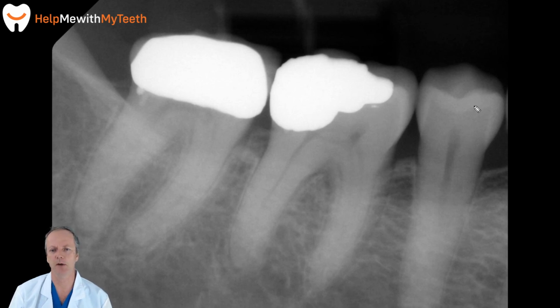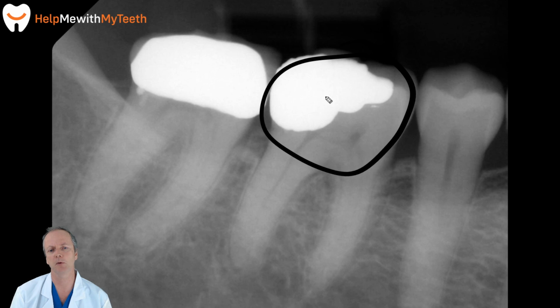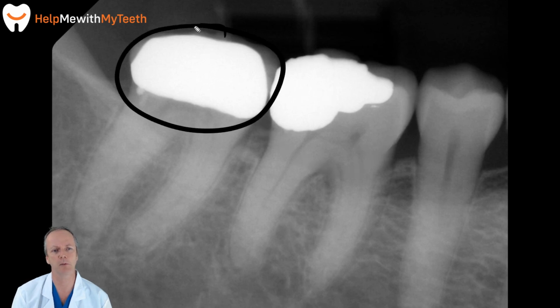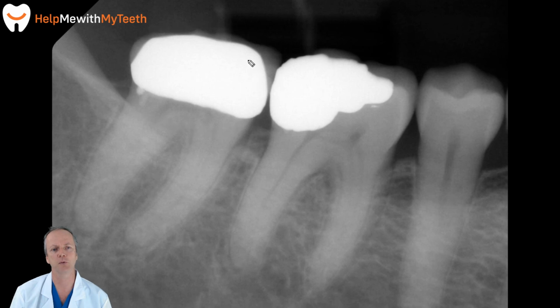Just to familiarize ourselves where we're at, here's our second bicuspid, so that's the little tooth right in front of the molar. Here's our first permanent molar. This is our tooth that had the little chip in it, the little crack. And here's our second permanent molar, or our crown tooth that had the little wear in it, if you remember back to our other image.